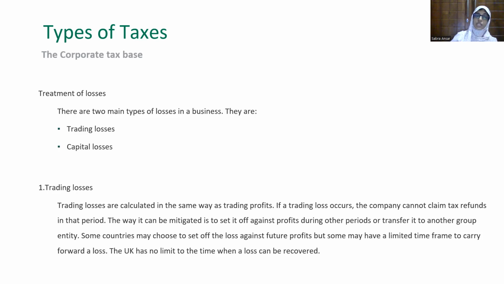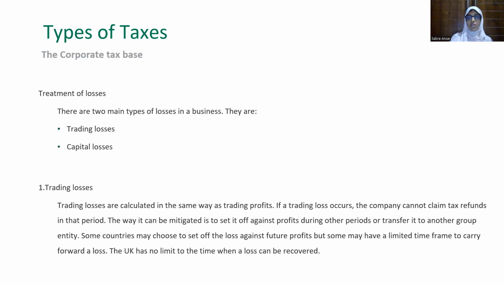So first we need to understand that there are two types of main losses in a business. One is the trading loss, then the other is the capital loss. So when it comes to trading loss, these are basically calculated in the same way as a trading profit.